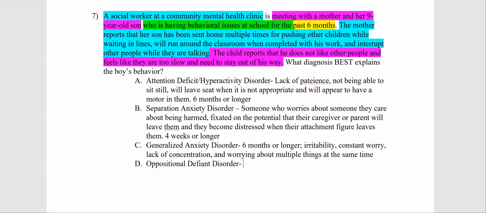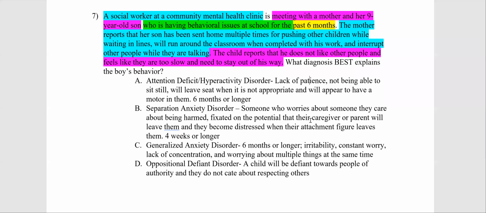And then oppositional defiant disorder, or ODD, is when a child will be defiant towards people of authority, and they do not care about respecting others.